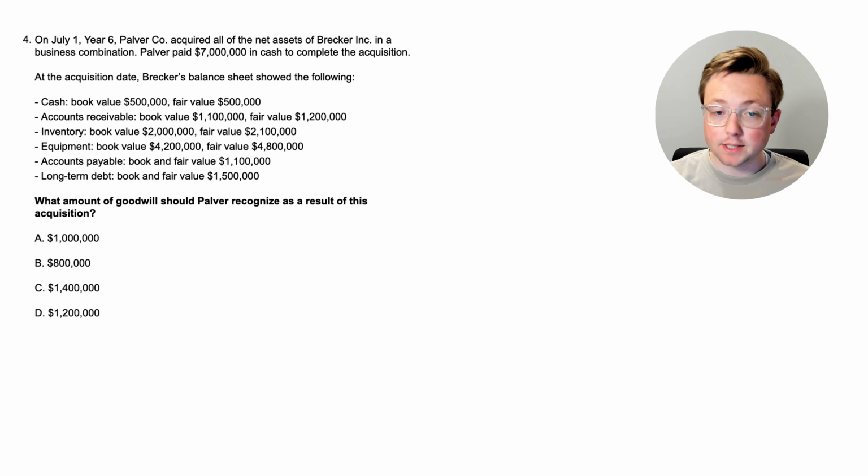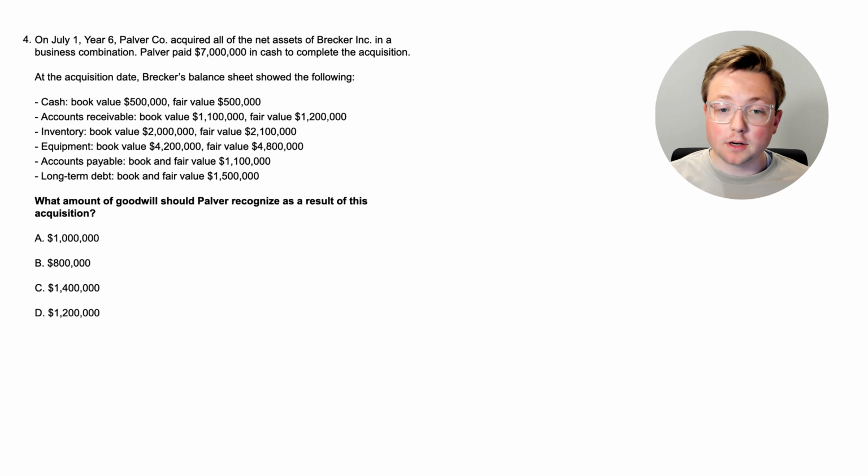On July 1st, year 6, Palver Co. acquired all of the net assets of Brecker Inc. in a business combination. Palver paid $7 million in cash to complete the acquisition. At the acquisition date, Brecker's balance sheet showed the following. Cash, book value of $500,000, fair value $500,000. That makes sense. Cash pretty much, if not always, has the same book value and fair value because, you know, it's cash. Accounts receivable book value $1,100,000, fair value $1,200,000.